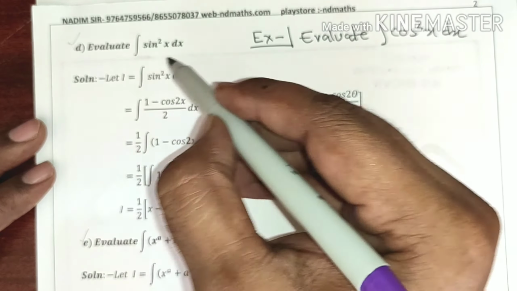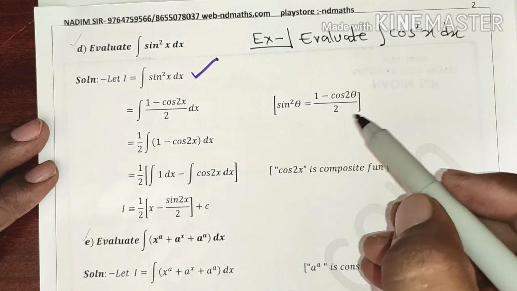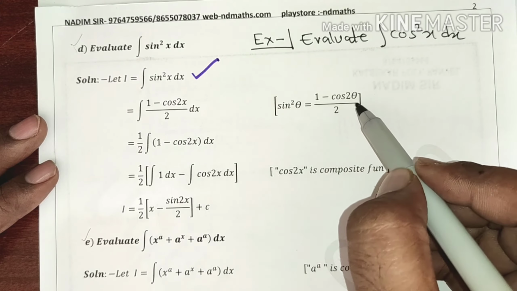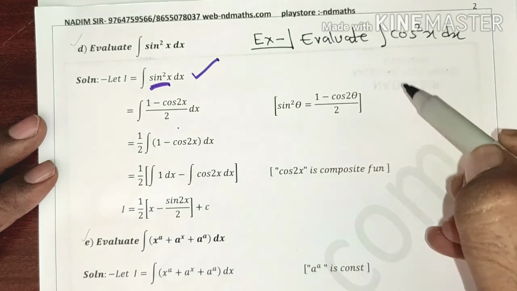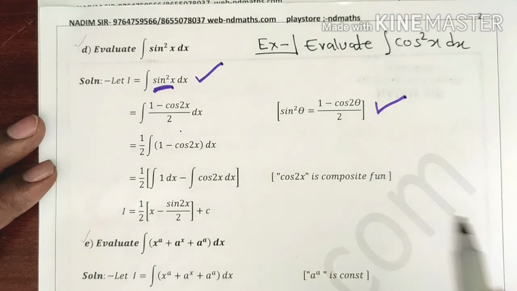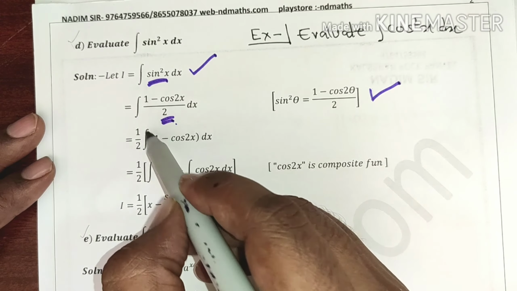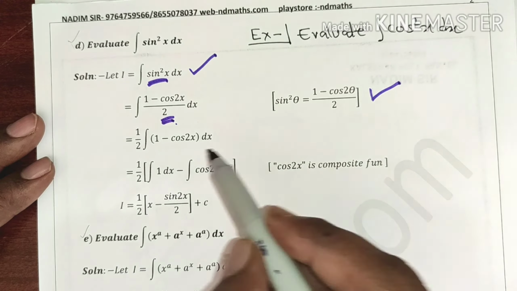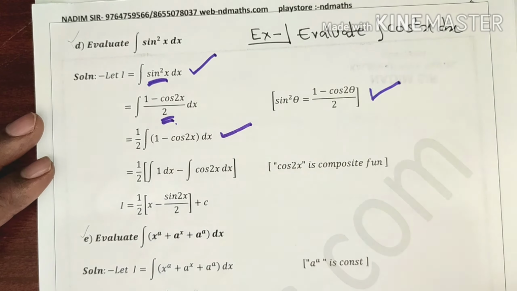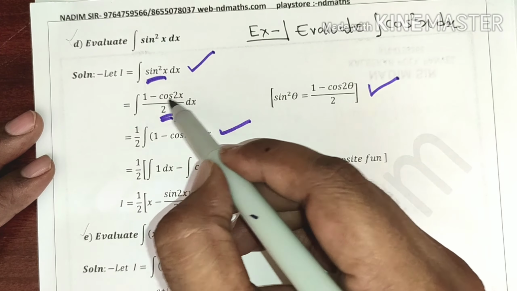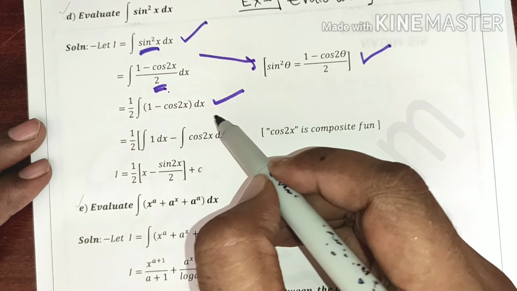Integration of sin square x dx. We write in our solution by giving the name I. Let I equal the integration of sin square x dx. We know the formula sin square theta equals 1 minus cos 2 theta divided by 2. So we replace sin square x by 1 minus cos 2x divided by 2 using this formula. This 2 is a constant, that's why it is outside the integration. The integration of 1 minus cos 2x dx. We separate it into the integration of 1 minus the integration of cos 2x, by using this formula.